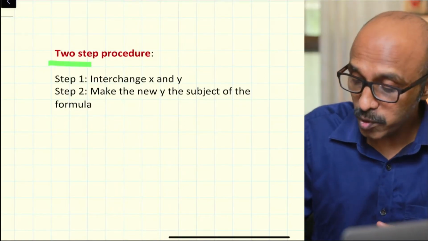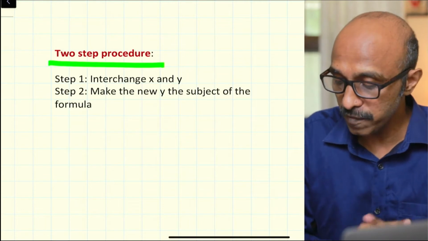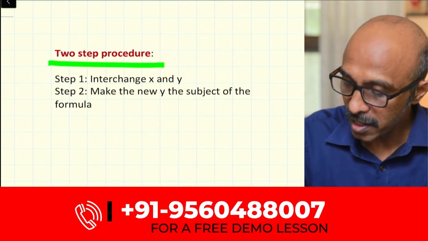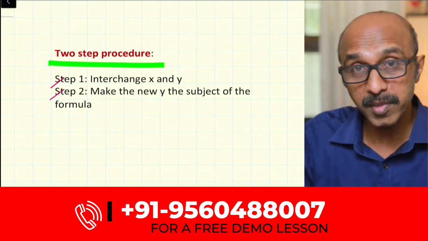We are going to use the same two-step procedure as we saw in part 1 to find the inverse of a function. The first step is to interchange x and y, and the second step is to make the new y the subject of the formula.